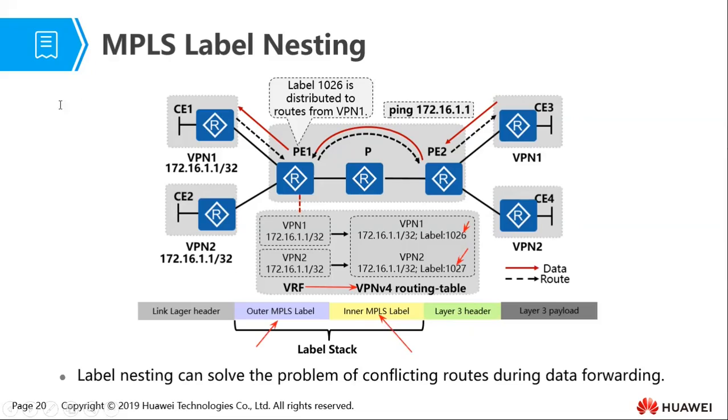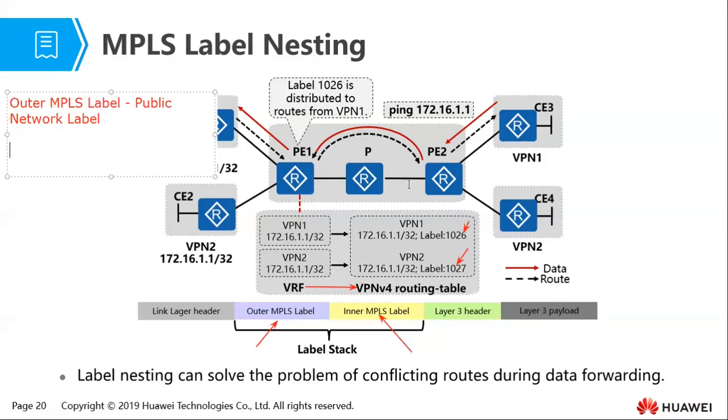So we have what we call the outer MPLS label. This outer MPLS label is also referred to as the public network label. The reason why it's called the public network label is because it's the label that is used to forward the data over the MPLS network in the carrier network here. So it's the one that is used to forward the data here. And so the outer label.